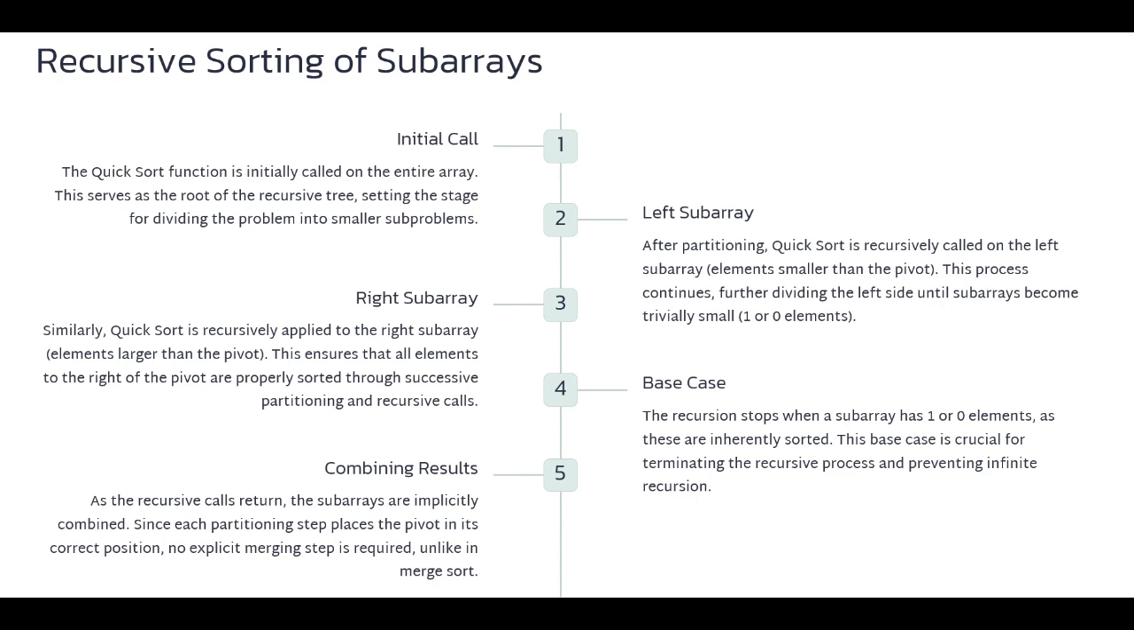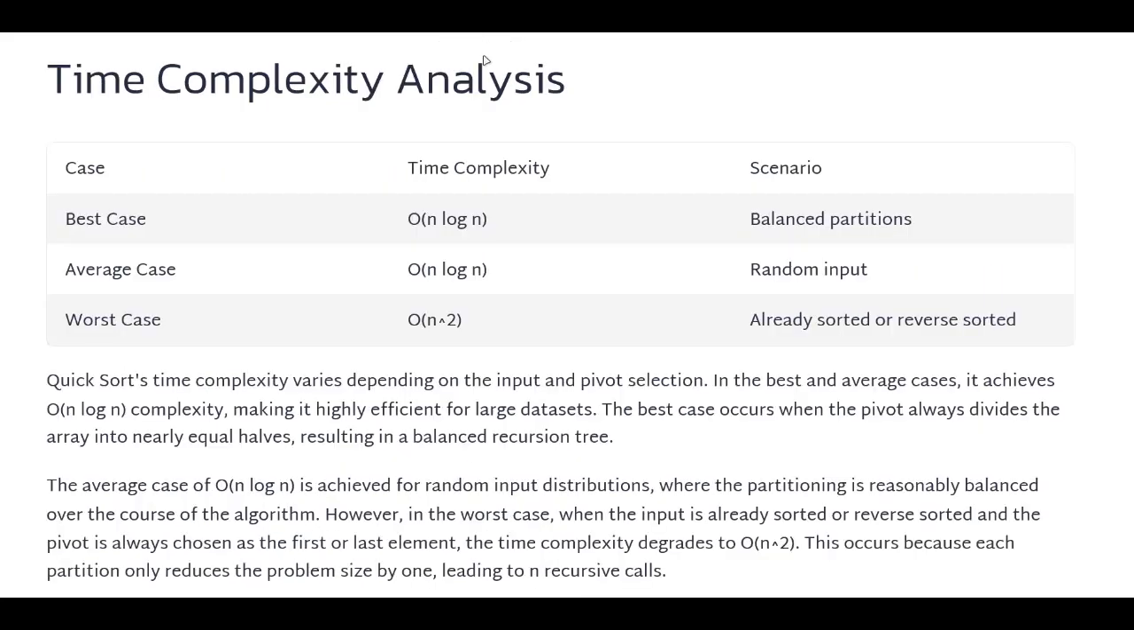Base case. This recursion stops when the subarray has 0 or 1 elements, which are inherently sorted. This base case is crucial for terminating the recursive process and preventing infinite recursion. Now we combine the results. As the recursive calls return, the subarrays are implicitly combined, since each partitioning step places the pivot in its correct position and no explicit merging step is required, unlike in merge sort.